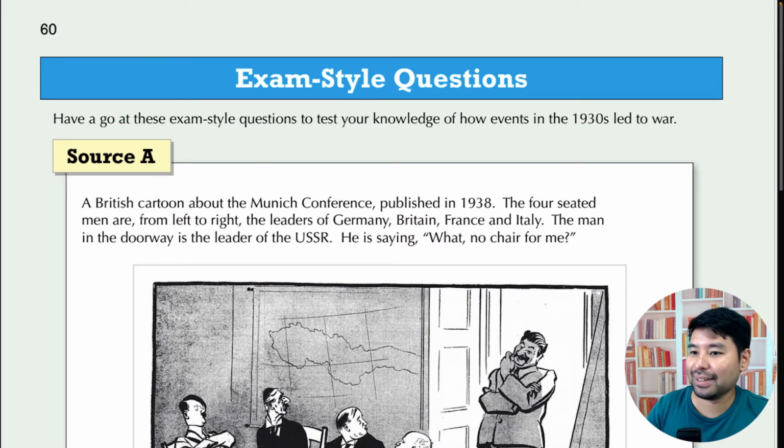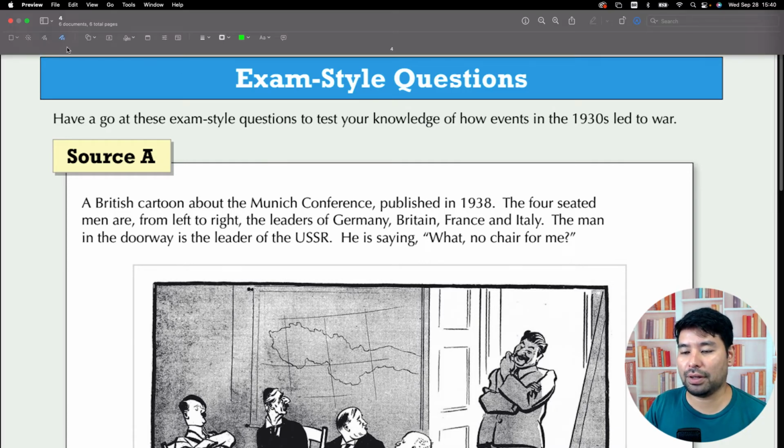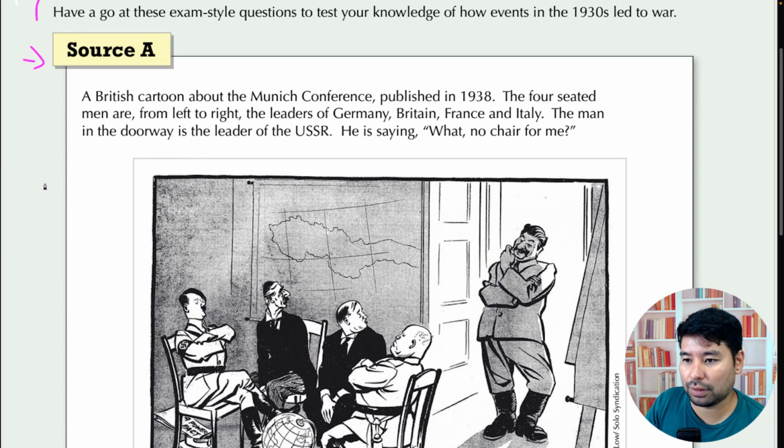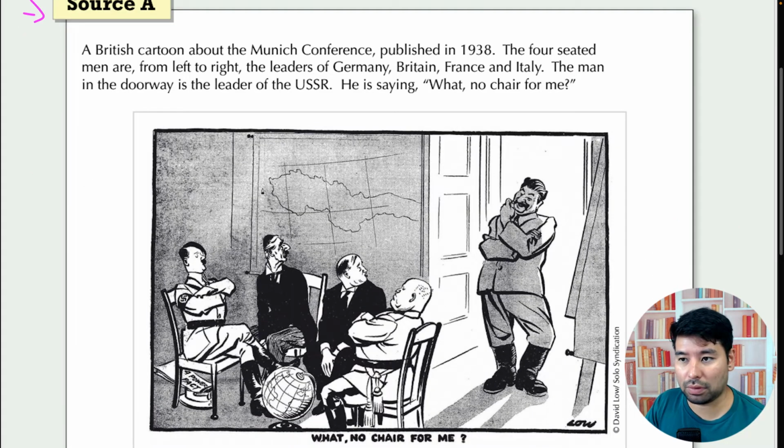Hello, I'm back. So, an exam style question, source A and B here. And let's go, have a go. Have a go at these exam style questions to test your knowledge of how events in the 1930s led to war. Source A. Again, we have the picture, we have the sentence. A British cartoon about the Munich conference. The cartoon is British, and published in 1938, one year before the official beginning of the war.